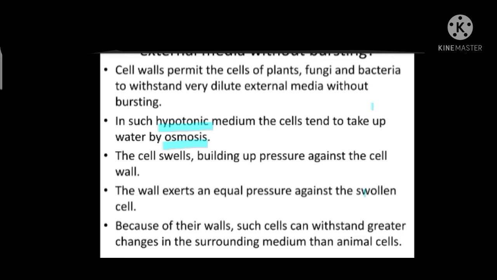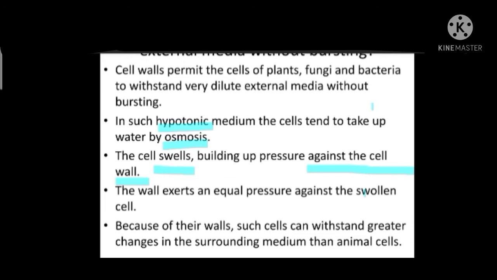When more and more water enters inside the cell, what happens to the cell? The cell will swell up. The cell swells and it creates a pressure against the cell wall. The swollen cell will be creating a pressure against the cell wall because now more water has entered. As a result, that pressure will be created against the cell wall. Now, the cell wall in turn exerts an equal pressure against the swollen cell.